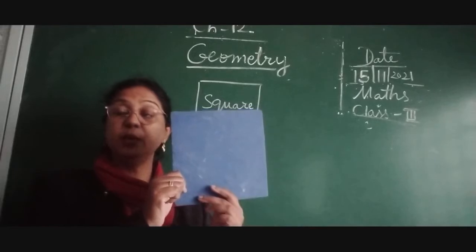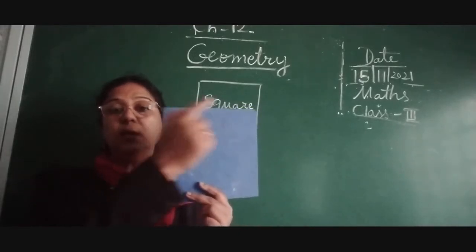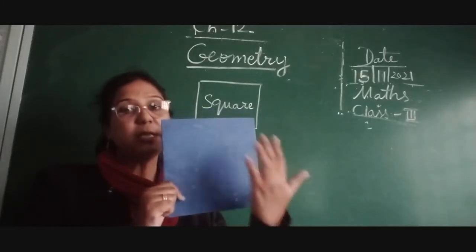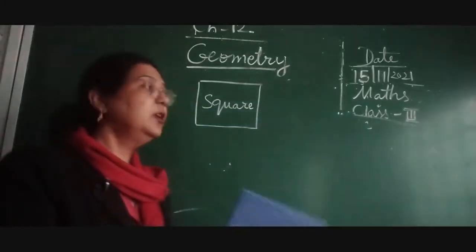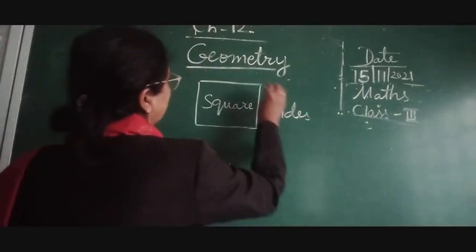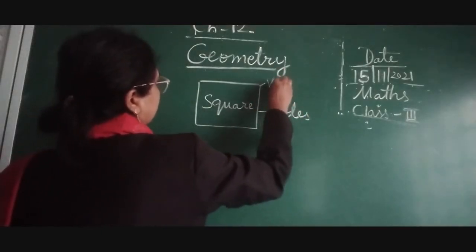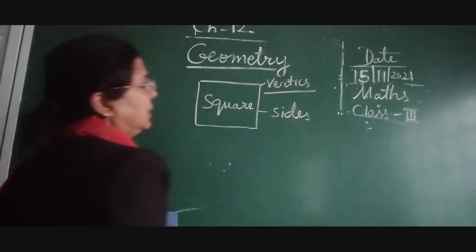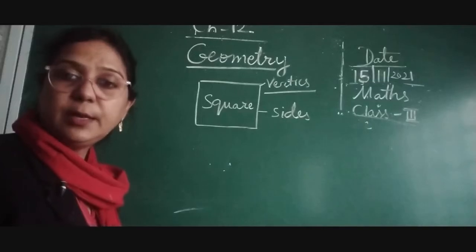And how many vertices are there? There are 1, 2, 3, 4. The number of vertices equals the number of sides. So these are sides and these are vertices. The corners are called vertices.